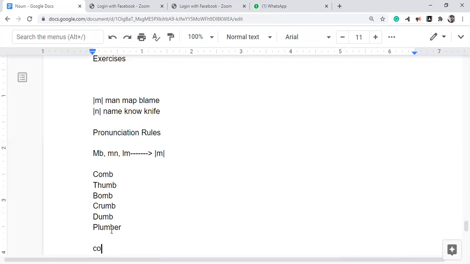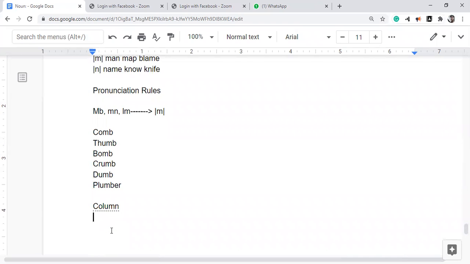We have the next example: column. Do we say the N? No, we don't. We say column, because whenever MN comes together, the sound will be M. Understood? Next example is solemn. Do you say the N? No. Because MN is coming together, the sound will be M.